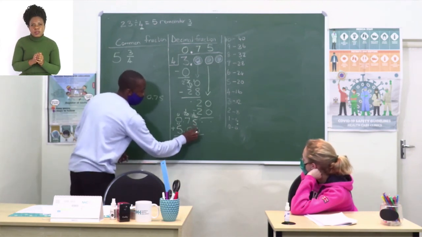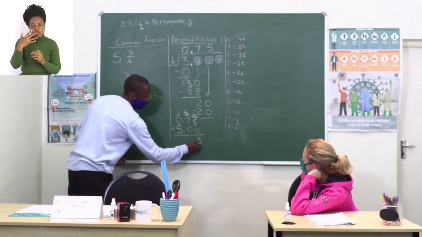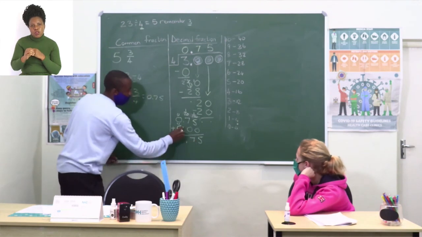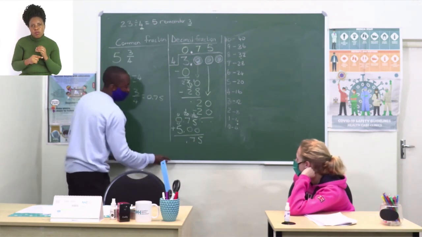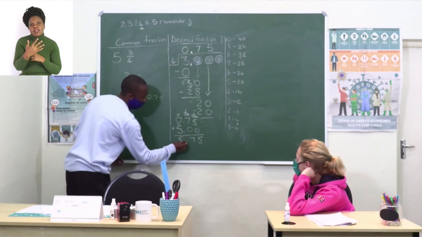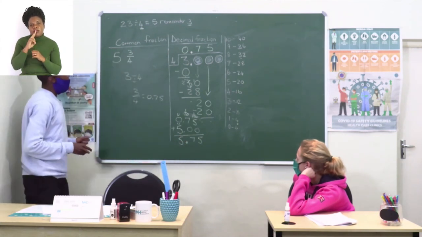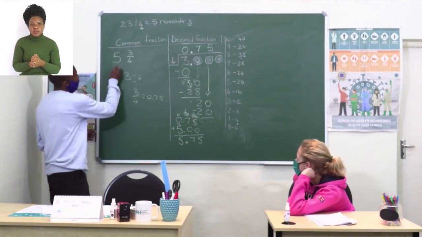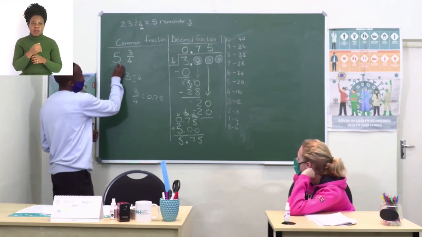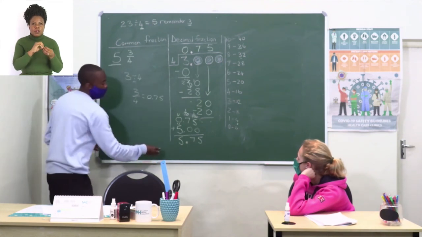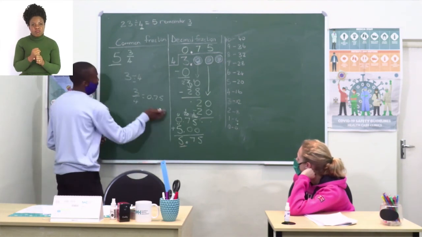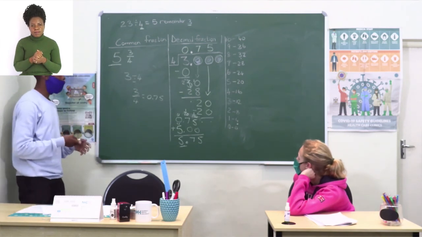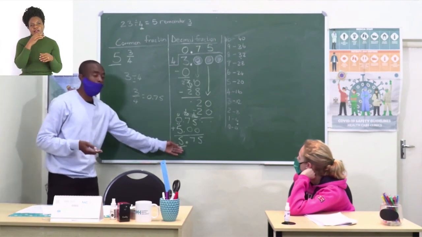Then I will say 5 plus 0 will give me 5. 7 plus 0 will give me 7. And then 0 plus 5 will give me 5. Okay. Now, I want you to notice one thing. Notice that my whole number, which is 5, is the same for both. There is no change in it. All right? So your whole number does not change.